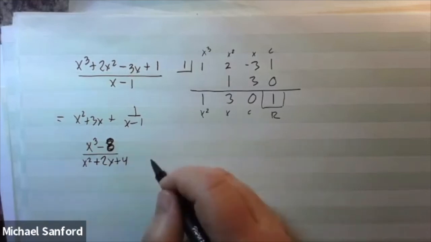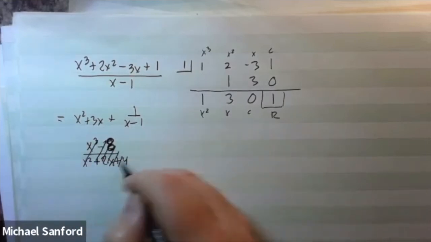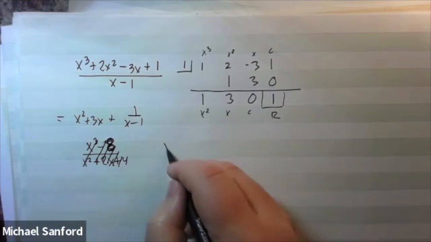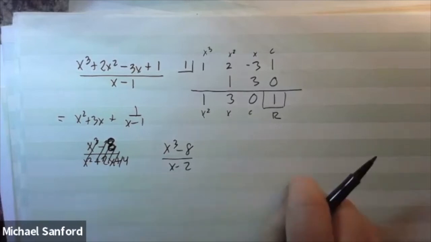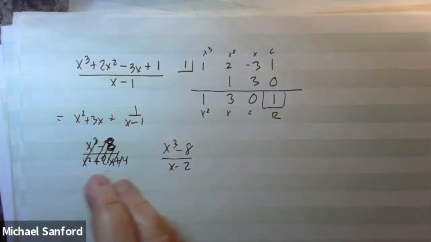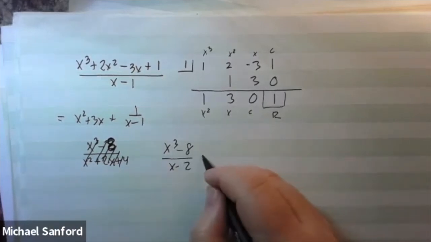Oh, I can't. This is long division. Never mind. I want to do synthetic. Let's see. What do I want to do? I will do, let's do x cubed minus 8 over x minus 2, like this. So I'll show you 2 different ways. The other way to do this.